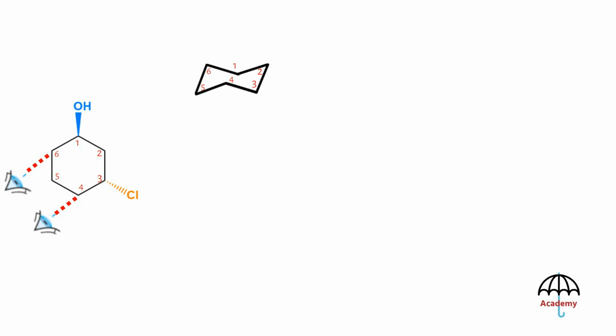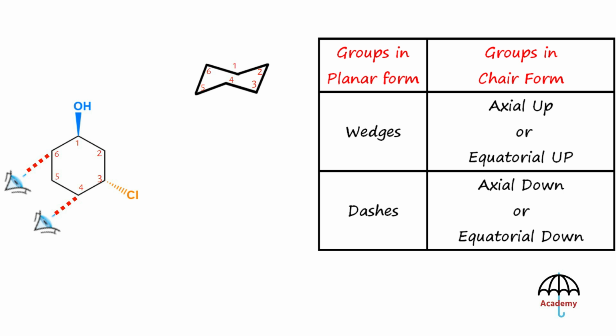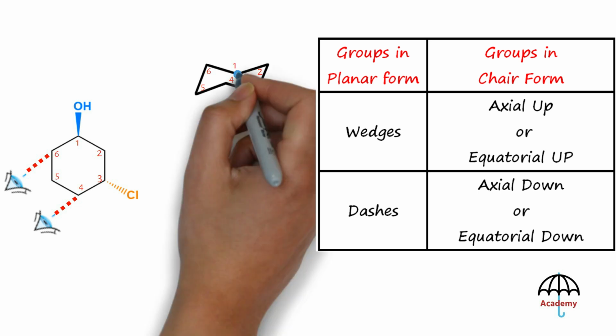Other two as C5 and C2. Watch and listen carefully. The substituents on wedge in planar form are to be placed pointing up in chair form, be it axial or equatorial. And the substituents on dashes in planar form are to be placed pointing down in chair form, be it axial or equatorial. The hydroxyl in planar form is shown on wedges. In our chair form, C1 is down and has equatorial up and axial down. Therefore, it is to be placed on equatorial up position.